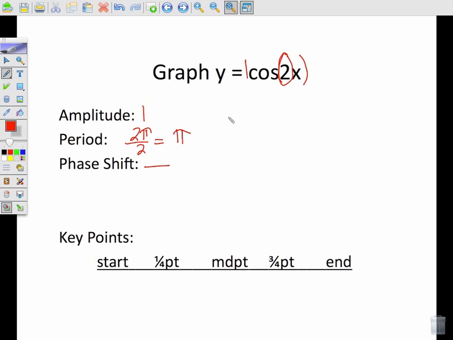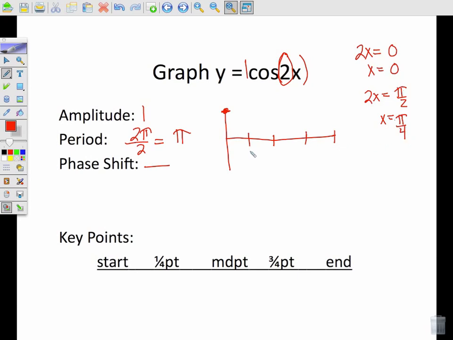All right, so now what we've got to do is figure out where I start my curve, where the middle is, the first and third quarter, and the end. And I'm just graphing one period. Here's how you can do that. You can set the argument 2x equal to where it normally begins, at 0. X would equal 0. My graph is going to begin at 0. And since we know what cosine looks like, it starts at 1. And then you do 2x equals pi over 2. So x would equal pi over 4.